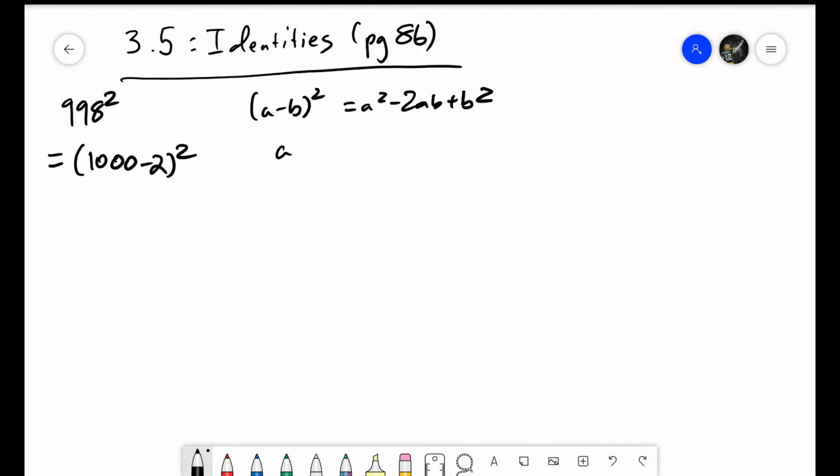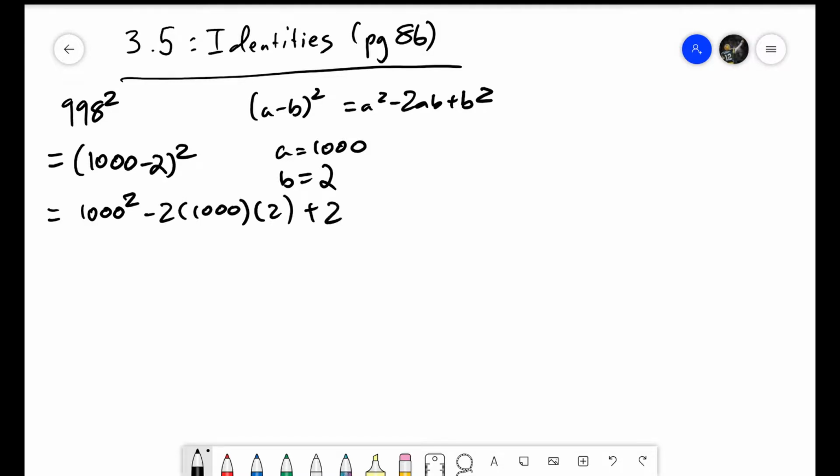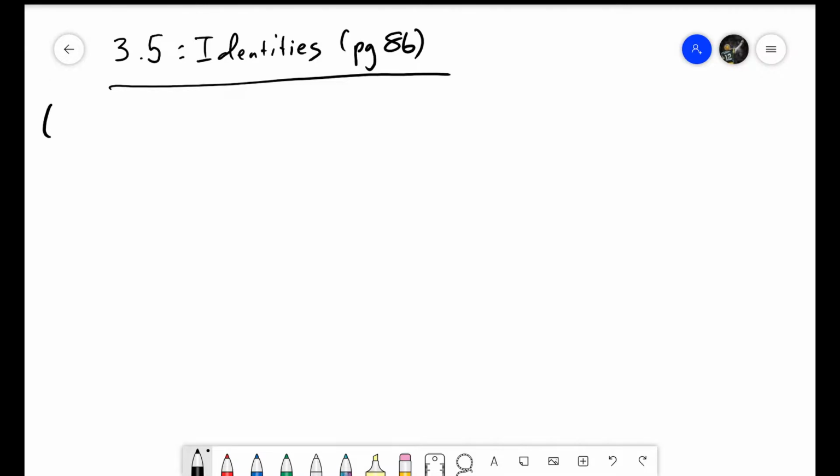In this case, a equals 1000 and b equals 2. So then this is equal to 1000 squared minus 2 times 1000 times 2 plus 2 squared, which is equal to 1,000,000 minus 4000 plus 4. And that's equal to 996,004.